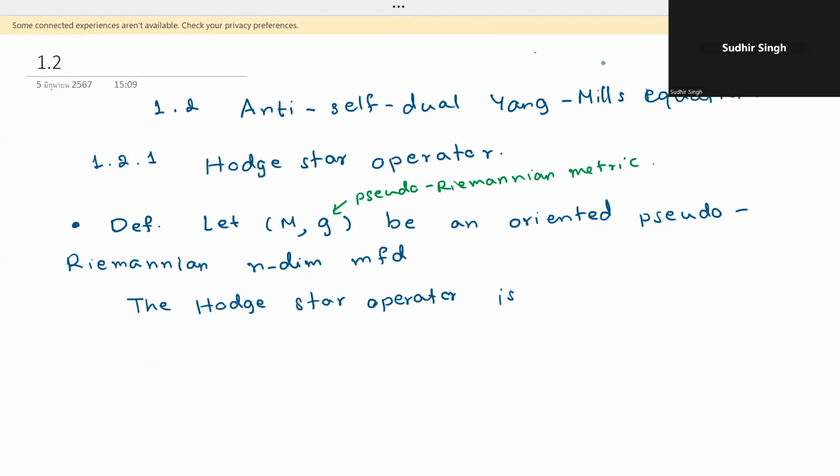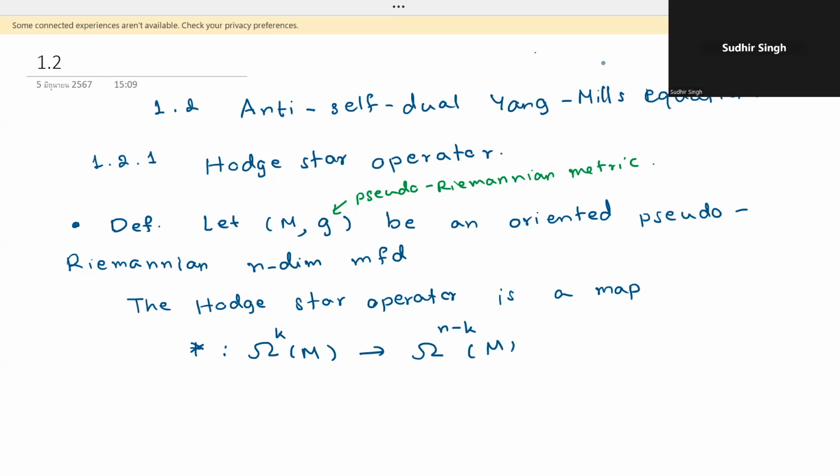Is a map. So it maps. Let me define the Hodge star operator on a manifold first, without any vector bundle for the moment. It maps a smooth k-form to an (n minus k)-form, where n is the dimension of the manifold M.